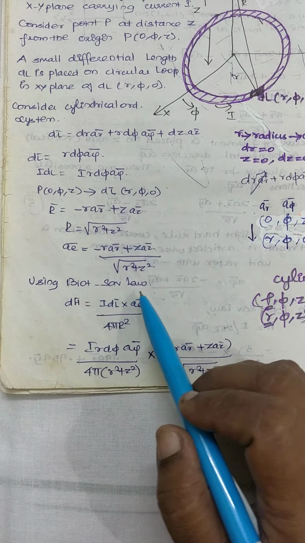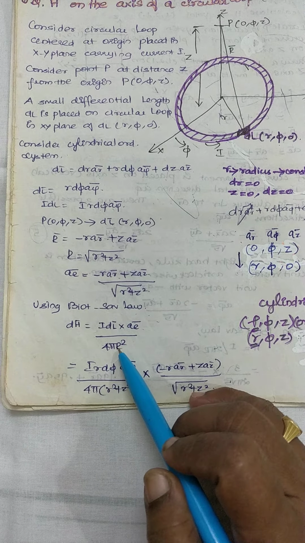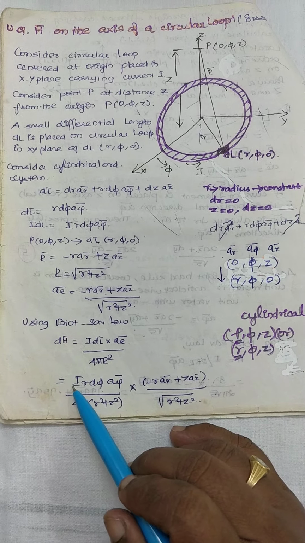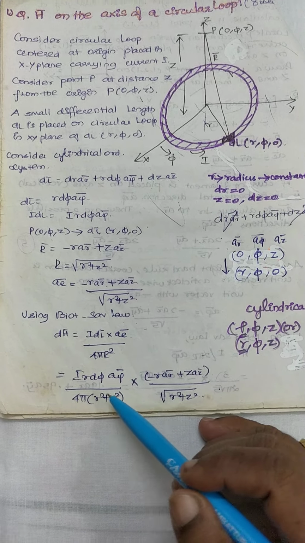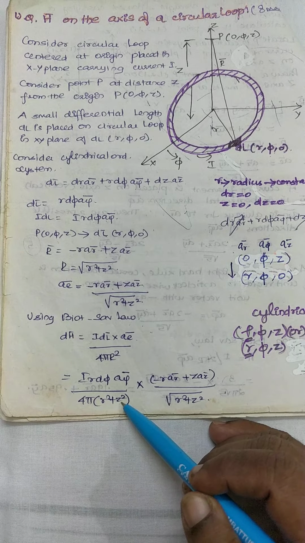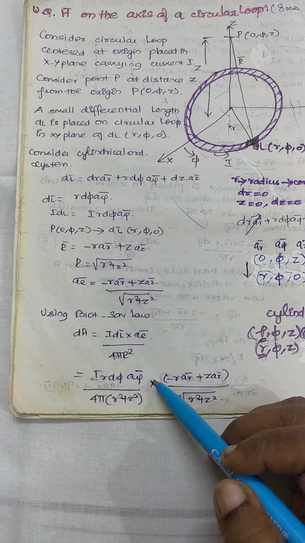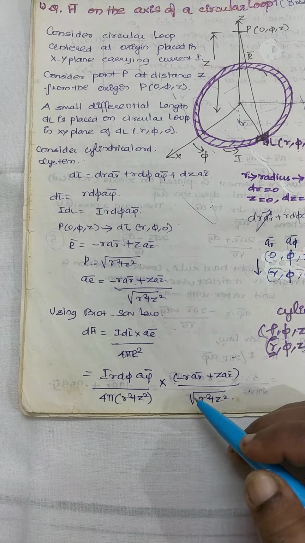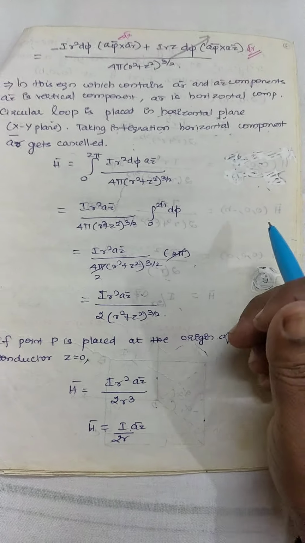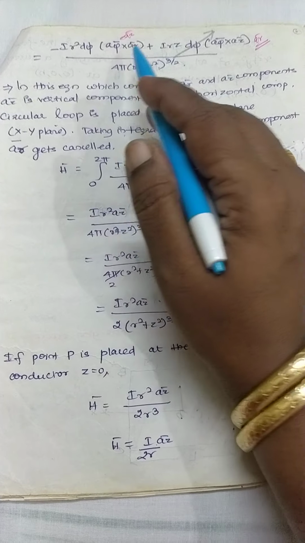We know by definition of Biot-Savart's law, dH is equal to I dl cross AR vector divided by 4 pi R square. So I can replace I, and dl element I know, R d phi of A phi vector divided by 4 pi of R square plus Z square, in the place of R square, cross, minus R of AR vector plus Z of AZ vector divided by root of R square plus Z square.